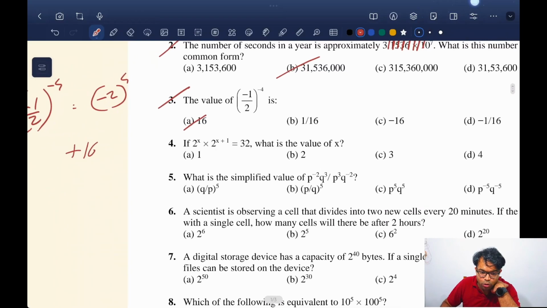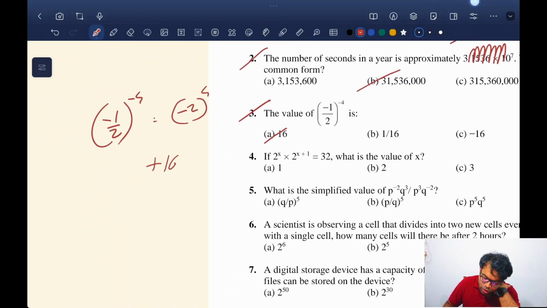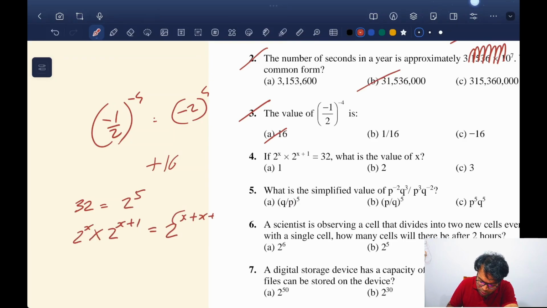Now 2 to the power x multiplied by 2 to the power of x plus 1 is equal to 32. तो इसका आंसर क्या हो जाएगा? We know that 32 is equal to 2 to the power 5 के बराबर होता है ना? So 2 to the power x multiplied by 2 to the power of x plus 1 is equal to 2 to the power of 2x plus 1. Am I right? So this should be equal to 2 to the power of 5.